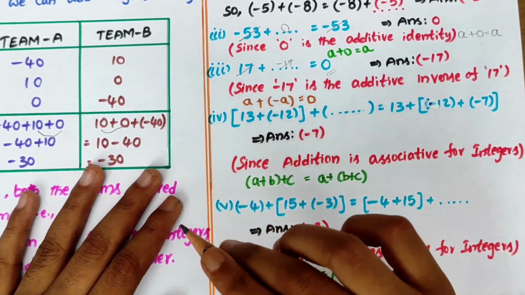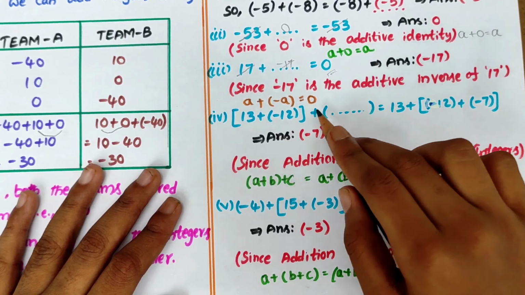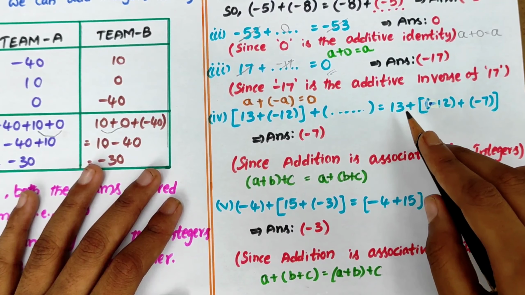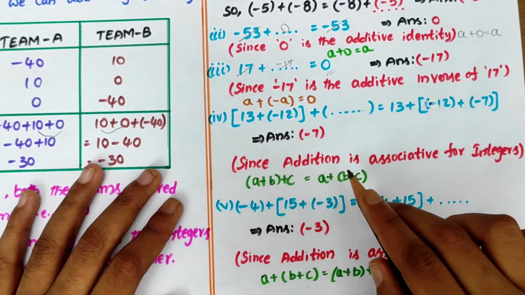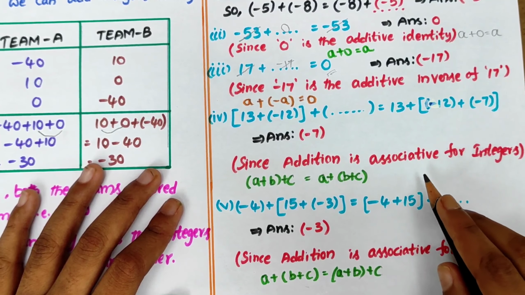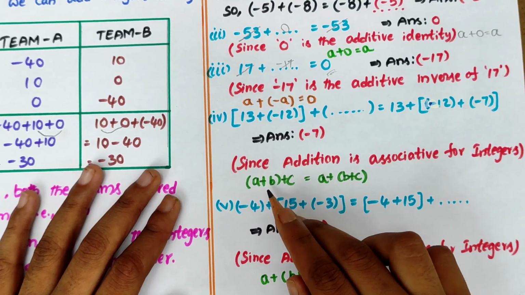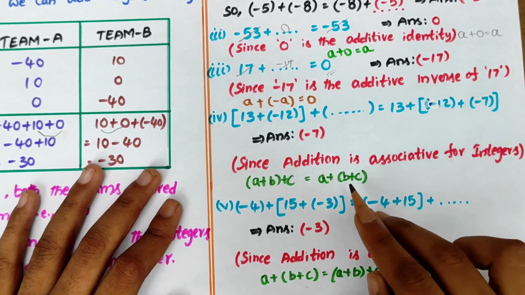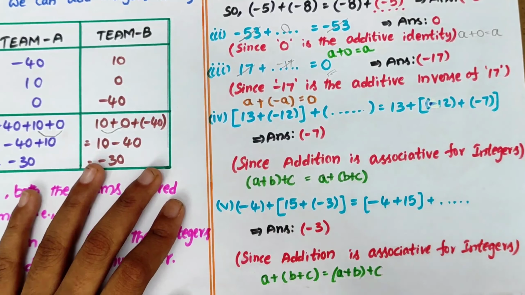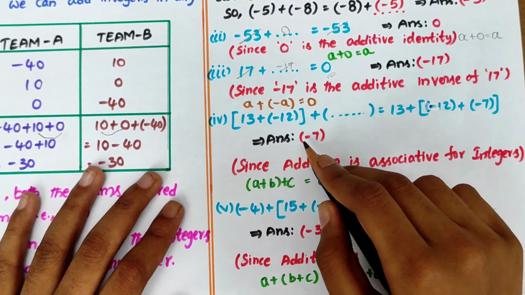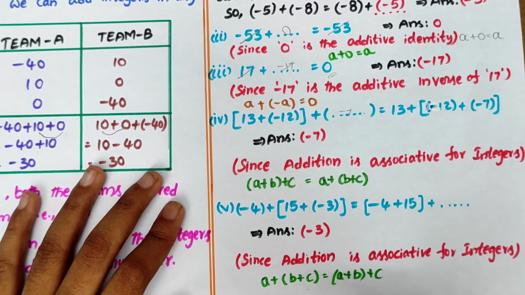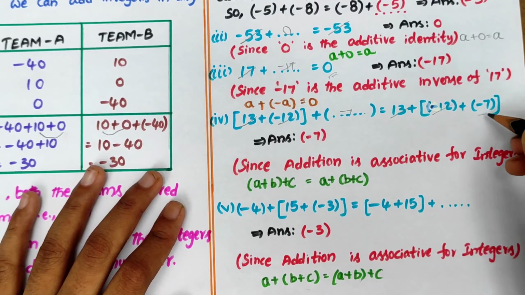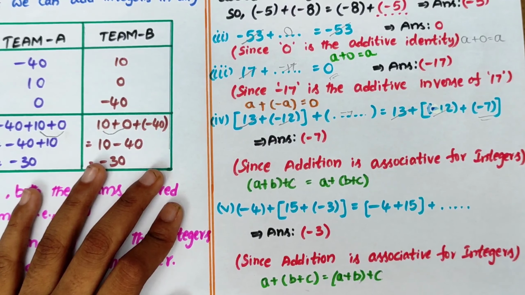Okay friends, now let us see question number 4. 13 plus -12 plus blank is equal to 13 plus -12 plus -7. Since addition is associative for integers, that is a plus b plus c is equal to a plus b plus c. This is the associative property. So here the answer is -7. And the easy way for solving this problem is to cancel 13 and 13, -12 and -12. So what is left here? -7. That's the answer. Is it clear, friends?